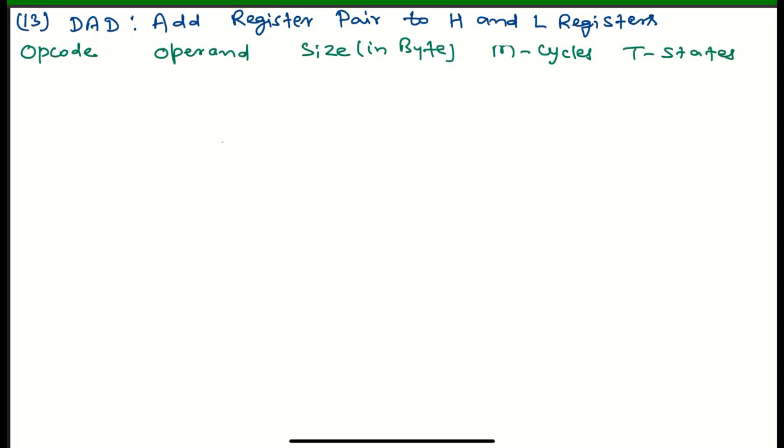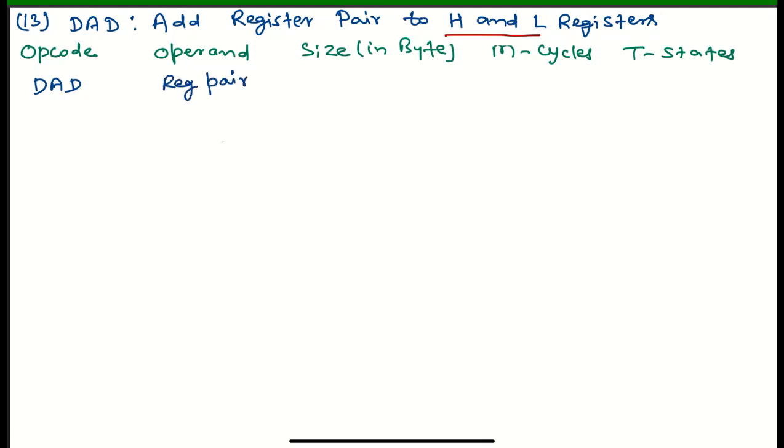So now in this video I'm going to explain the arithmetic instruction DAD, and the meaning of this DAD instruction is add register pair to H and L registers. So here the opcode for this instruction is DAD, and as an operand we need to consider a register pair.